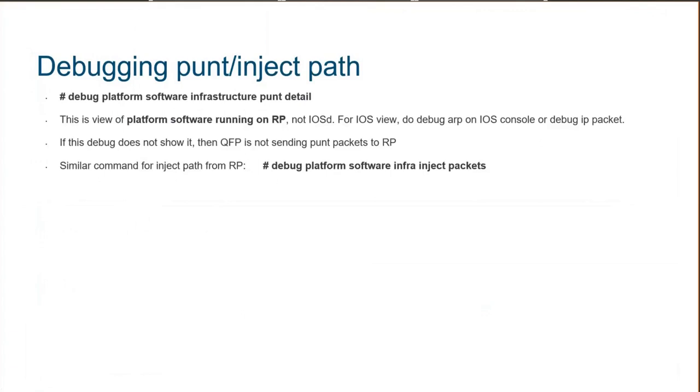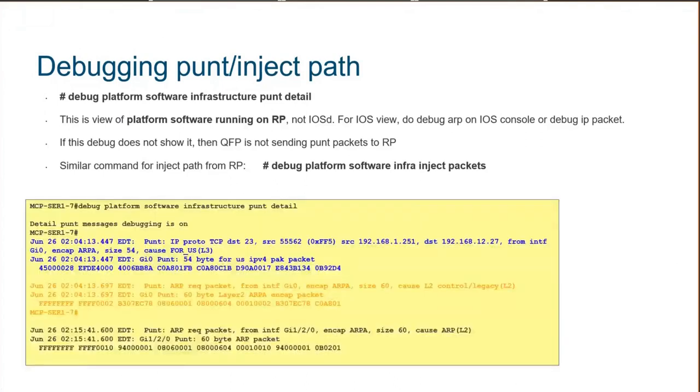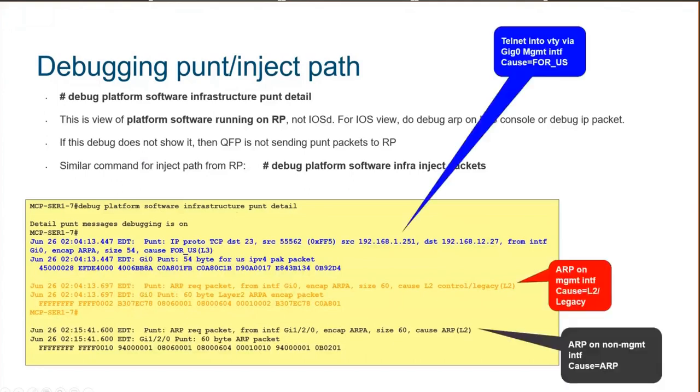So we have different mechanisms for debugging punt and inject paths, which we'll take a look at later under the PR trace, or what we call platform packet trace. So with these debugs, we can see where the packet is getting punted or injected. This is the LSMPI level debugs. So any queries about the punt and inject?